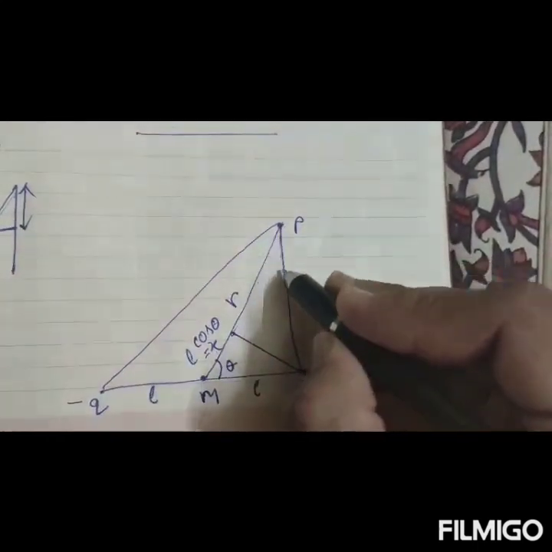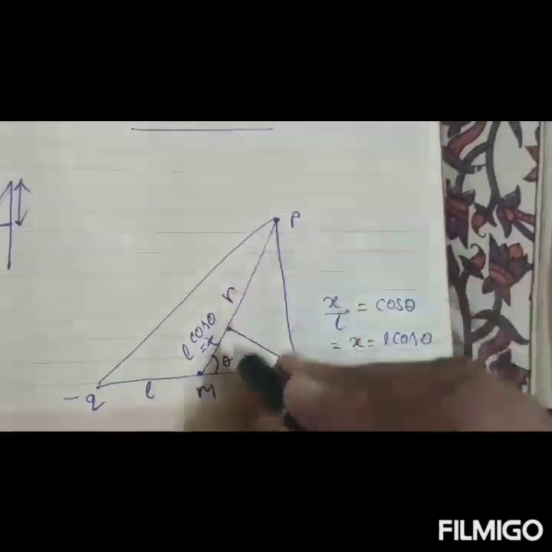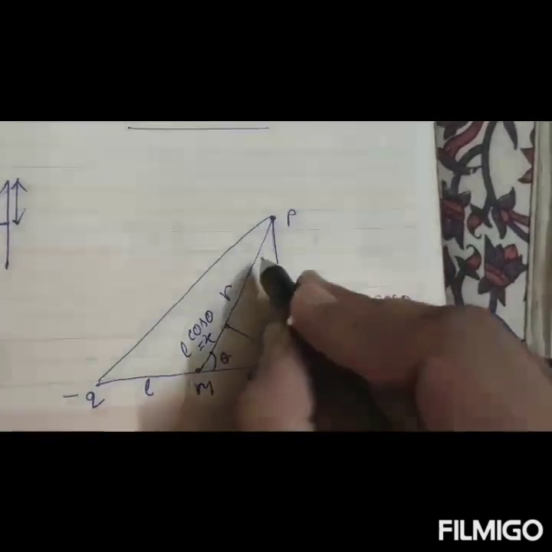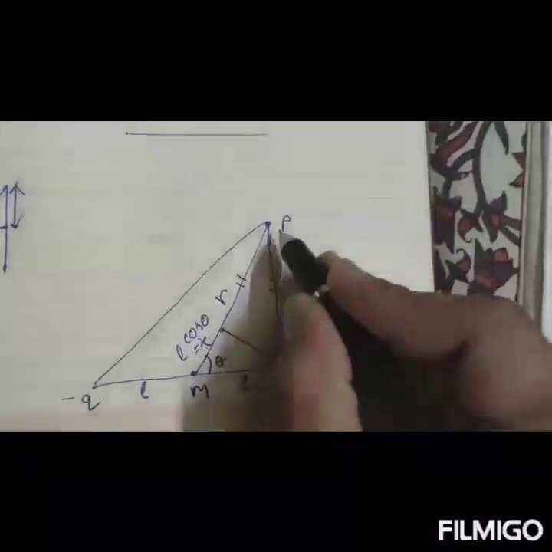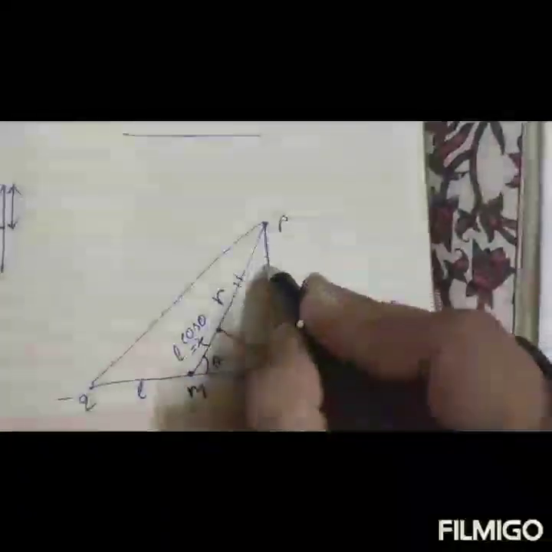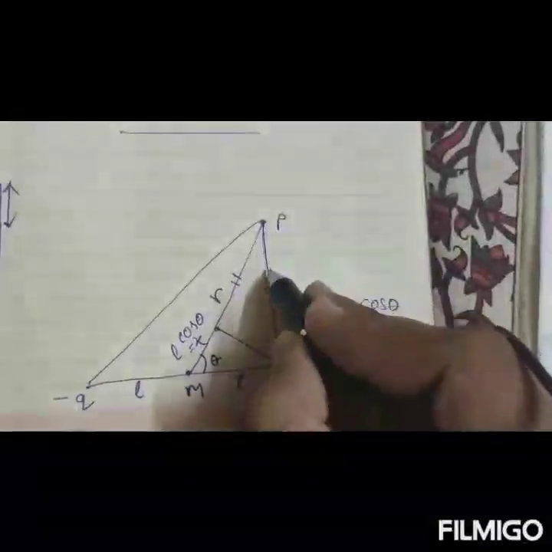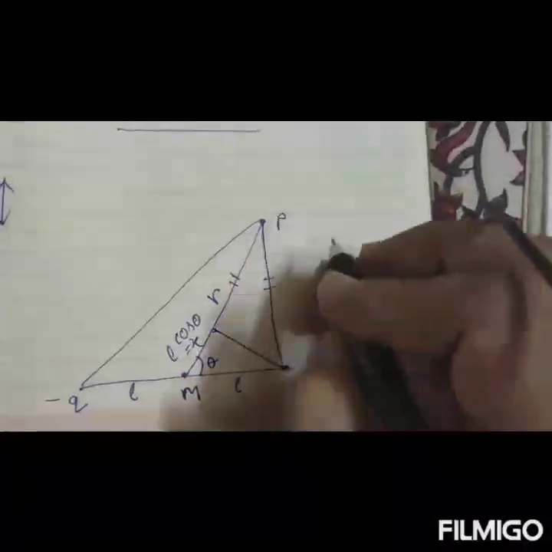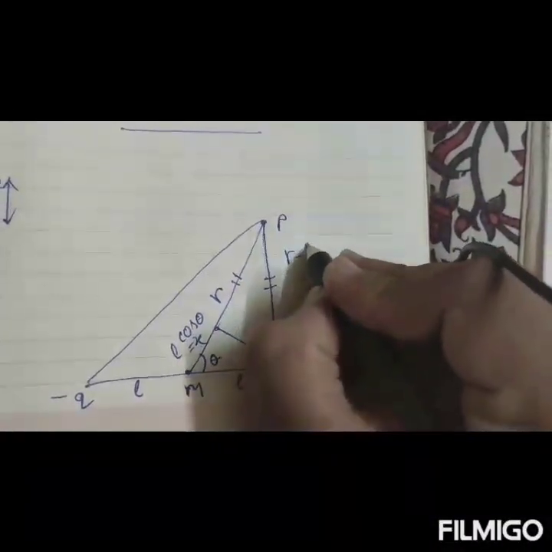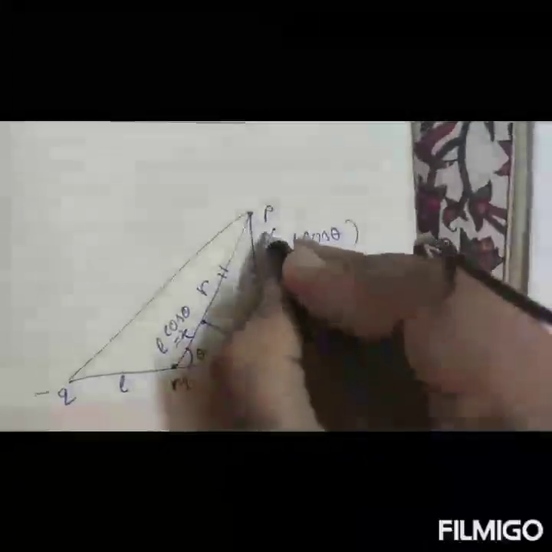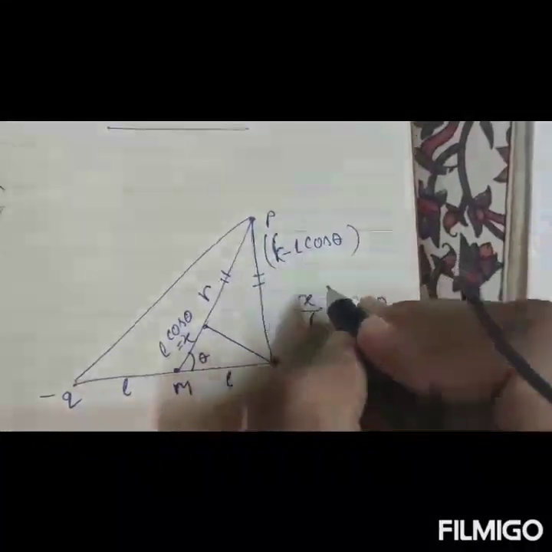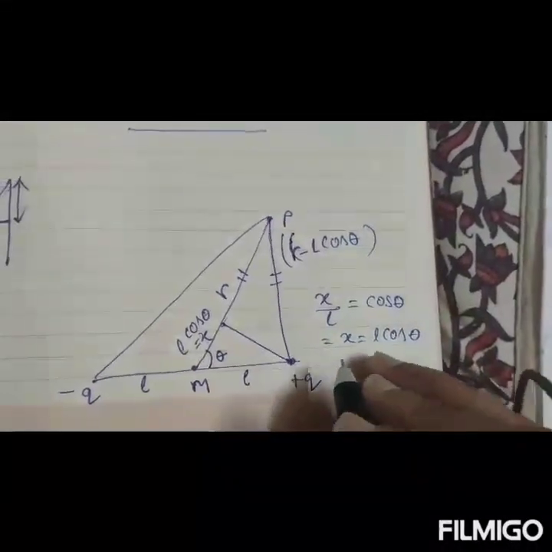So what should be the length of this one? This total is R. This to this is L cos theta. This line is similar to this line. So what is the length of this side? This is R minus L cos theta. This is quite tricky, and you have to remember R minus L cos theta.